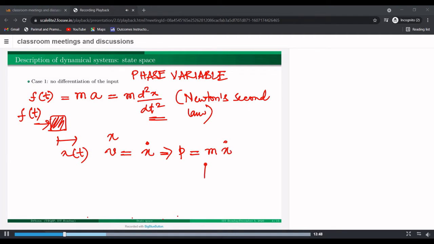And then from here we have this equation, that p dot, the rate of change of momentum, is in fact equal to the force. Combining together, what we have is these two equations. First we have x dot equal to 1 by m into p, and p dot is equal to f, right?